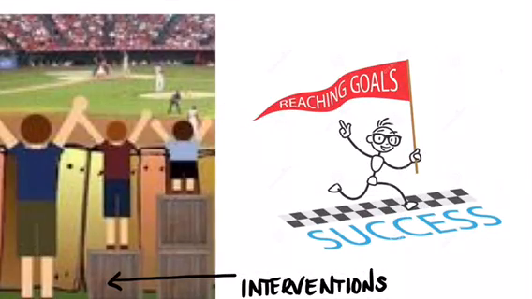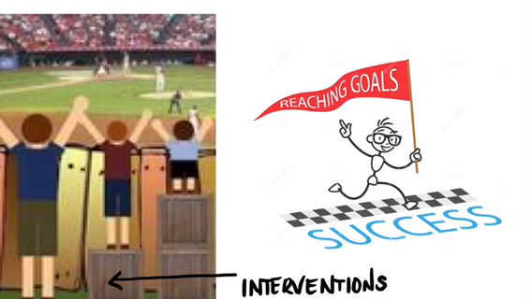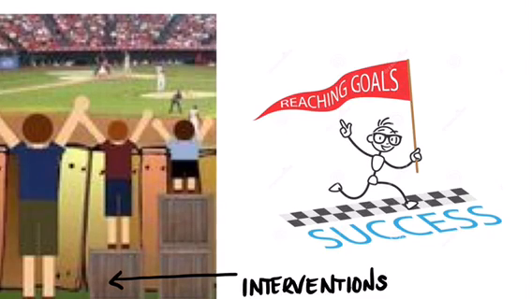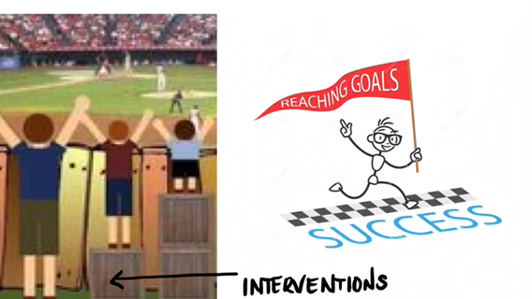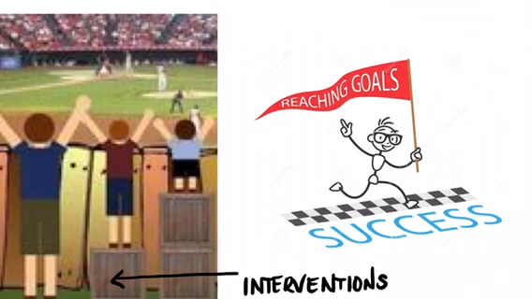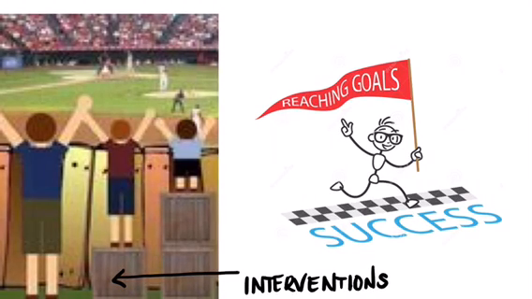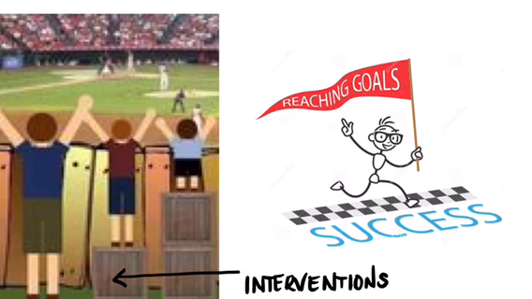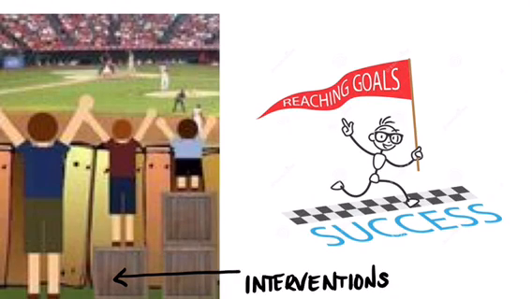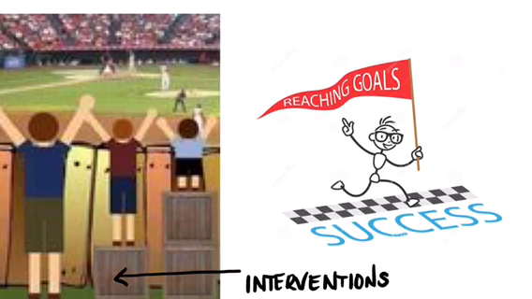Look at the picture on the left. The goal is for all students to see the baseball game. Student number 1 needs no additional supports in place. Student number 2 needs additional support. He has chosen to stand on a box. The box represents an intervention. Now he can see the game.